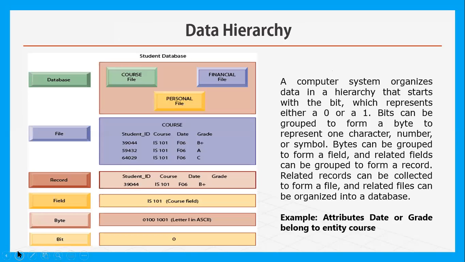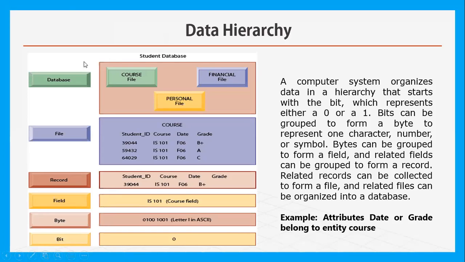So this is a sample of the data hierarchy. A computer system organizes data in a hierarchy that starts with the bit, which represents either a 0 or a 1. Bits can be grouped to form a byte to represent one character, number, or symbol. Bytes can be grouped to form a field, and related fields can be grouped to form a record. Related records can be collected to form a file, and related files can be organized into a database. Example, the attributes date or grade belong to the entity course.